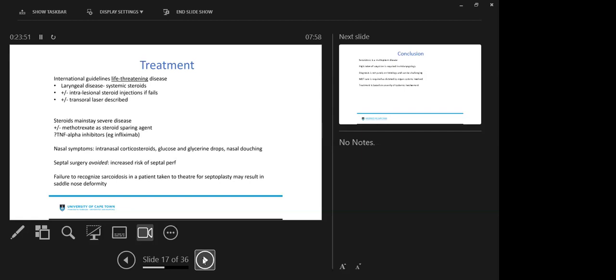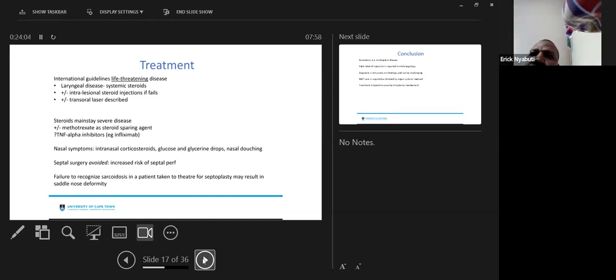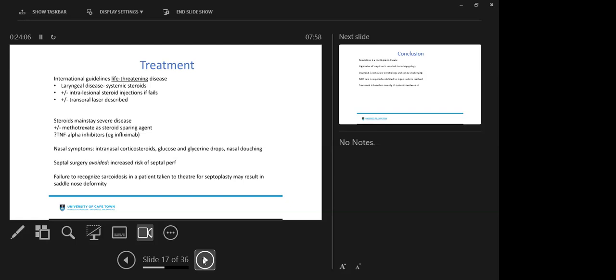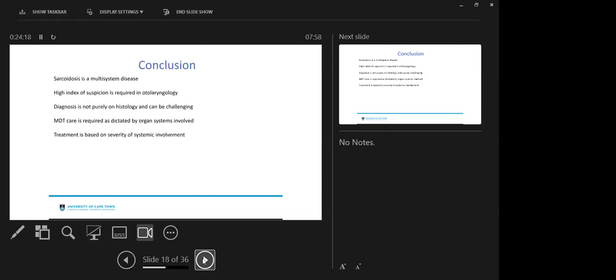And a note that, if you fail to recognize that your patient has sarcoid in a patient who's taken to theatre for septoplasty, you can have a really bad deformity. You can actually have a subtle nose deformity. It's important to counsel these patients, or any patient going for septoplasty, to also be active in having a look to make sure you don't think this patient's got something else going on as well, making your surgery less successful.